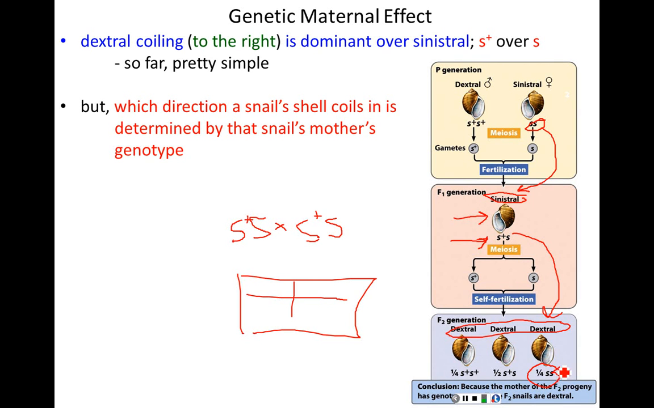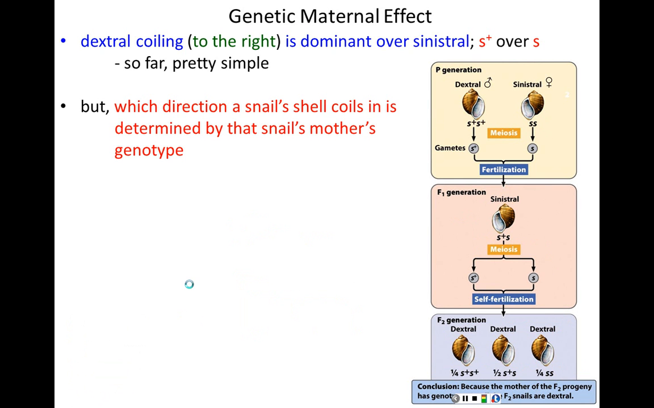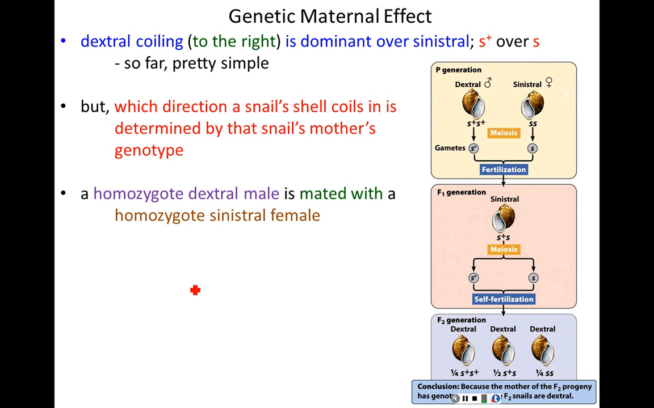These females, when crossed with anyone, are going to have 100% sinistral offspring because that's what this genotype encodes. These mothers, these females, when they are crossed out, regardless of who they're crossed with, will have all dextral coiling offspring because that's the genotype they have. So it's this lag from one generation to the next.